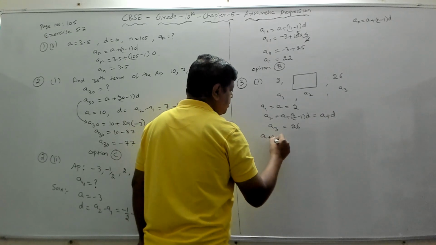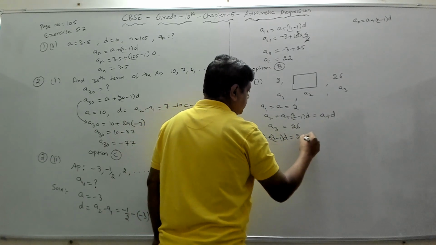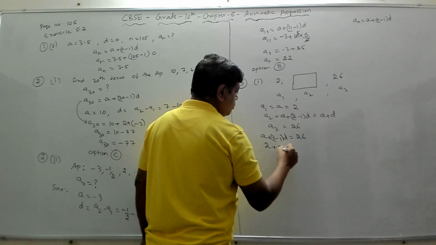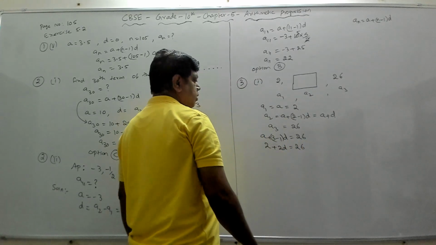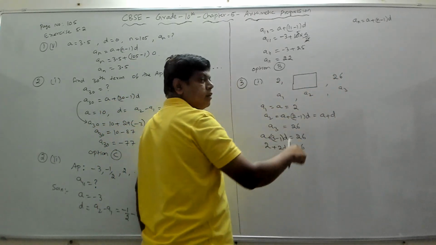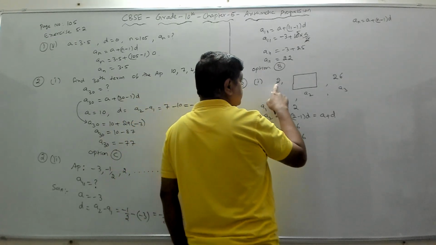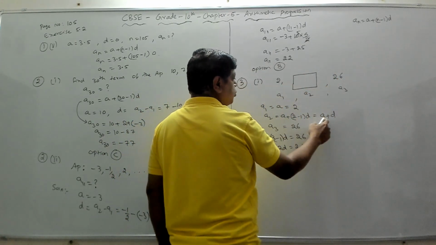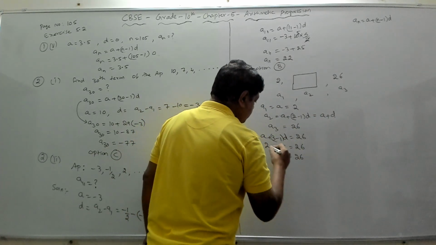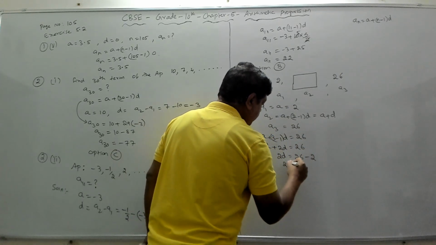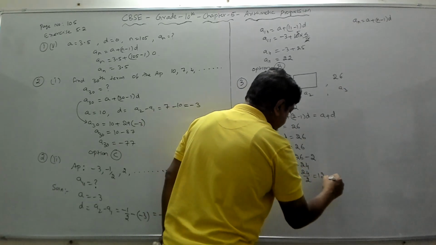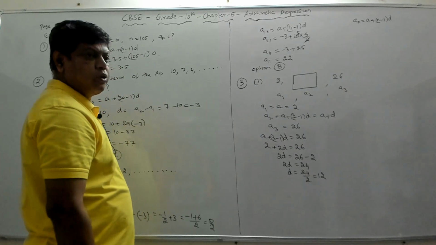A3 is A plus 3 minus 1 into D, and that is equal to 26. A is 2. So 2 plus 3 minus 1, which is 2, into D equals 26. Now from this we can find D. Once you know A and D, you can substitute in A2, which is A plus D. So 2D is equal to 26. This 2 goes to the other side and becomes minus 2. So 2D is equal to 24, and D is equal to 24 by 2, which is 12. So your common difference D is 12.